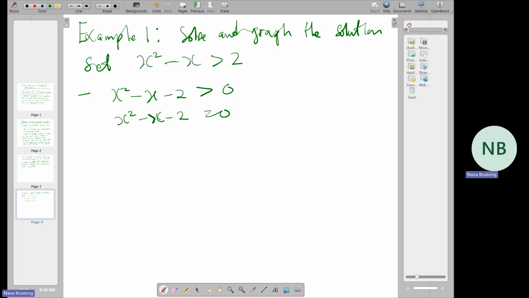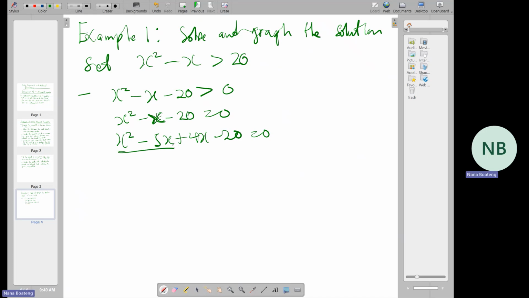So if we factorize, excuse me, this was 20. So this is 20. So the next thing is we have to factorize this equation, x squared minus x minus 20. We can rewrite this as x squared minus 5x plus 4x minus 20 equal to 0.